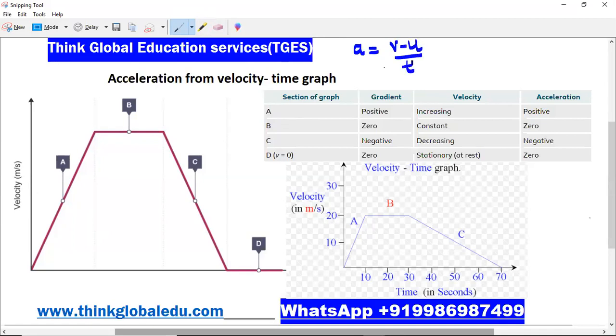The final velocity is taken as v, and the initial velocity is taken as u. So the change in velocity would be v minus u. Change in velocity divided by time is acceleration, so v minus u divided by t is acceleration.